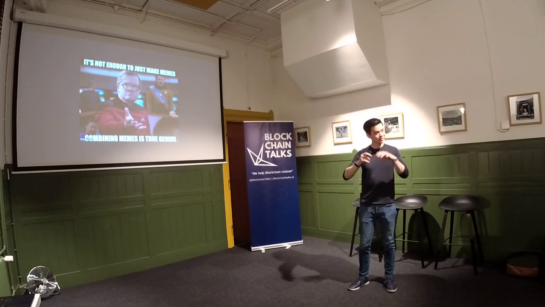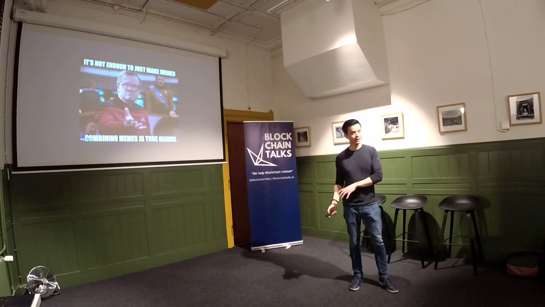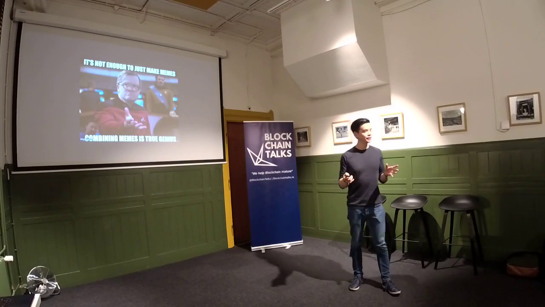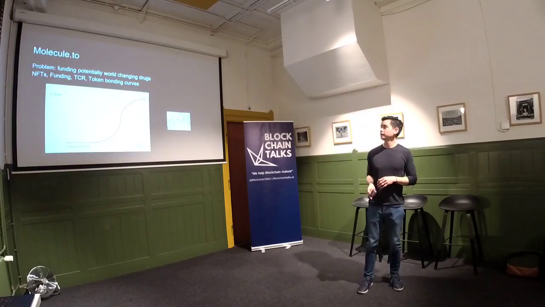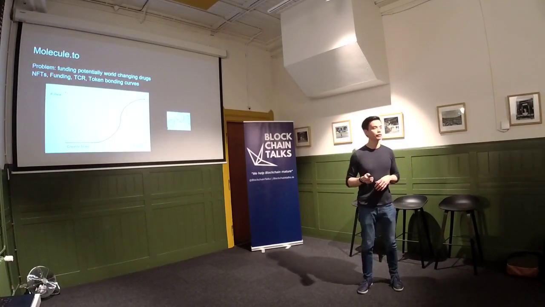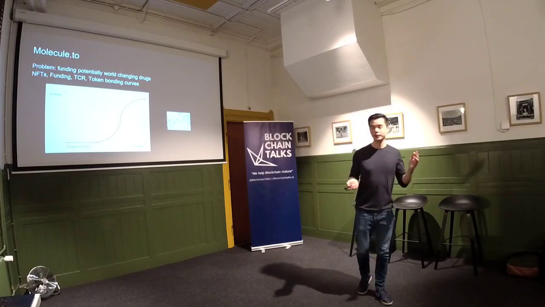So that's bonding curves and token curated registries. What other people are doing as well, in the crypto sphere, is you have a lot of different crypto primitives, so what we can do is combine them. One of the things we can do is combine them with things like NFTs. And some people really like NFTs.